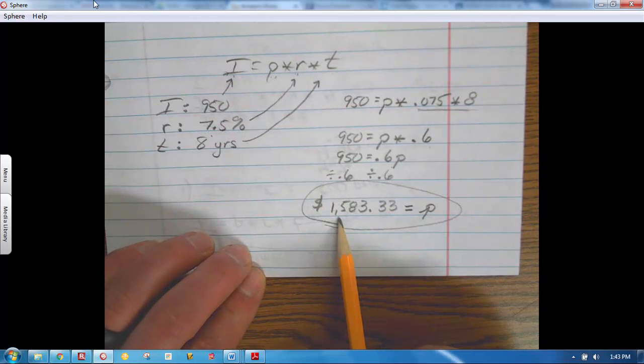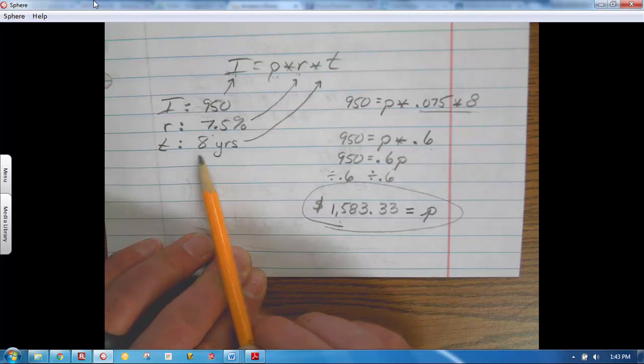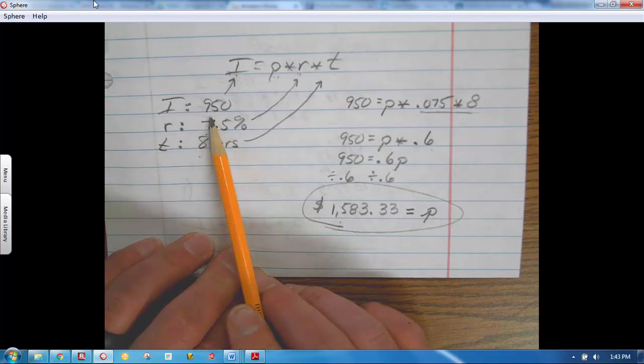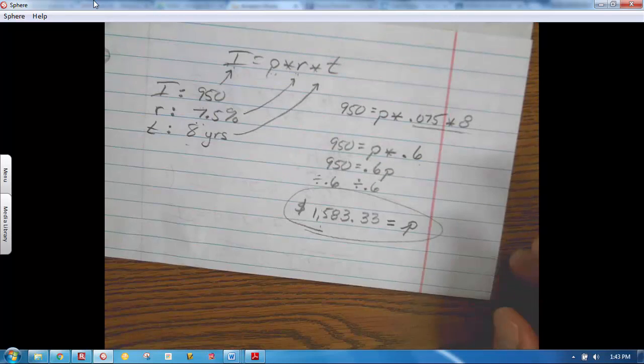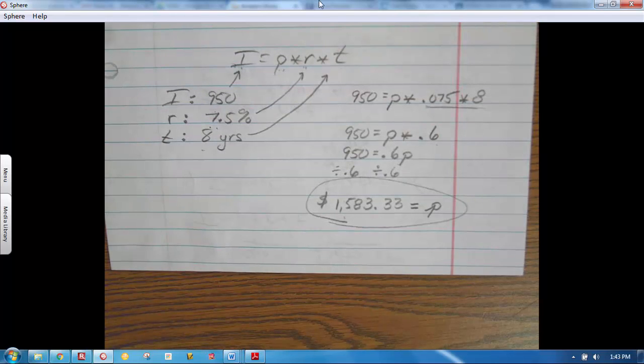So this was our starting principal, $1,583 over the course of 8 years at 7.5% earned us $950 in interest. Okay? So a couple different ways to use that interest formula I equals PRT. Hope that helps.